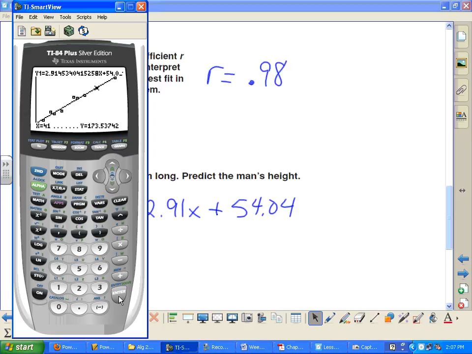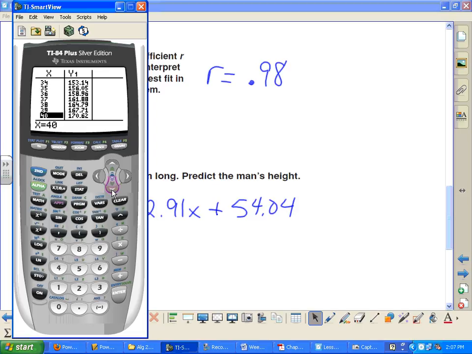So it says when x is 41, y is 173.5. So a 41 centimeter femur length would tell you that the person is 173.5 centimeters tall. And if you went to your table, you could go there also, find 41 in my x values, and I would still have 173.5 centimeters tall.